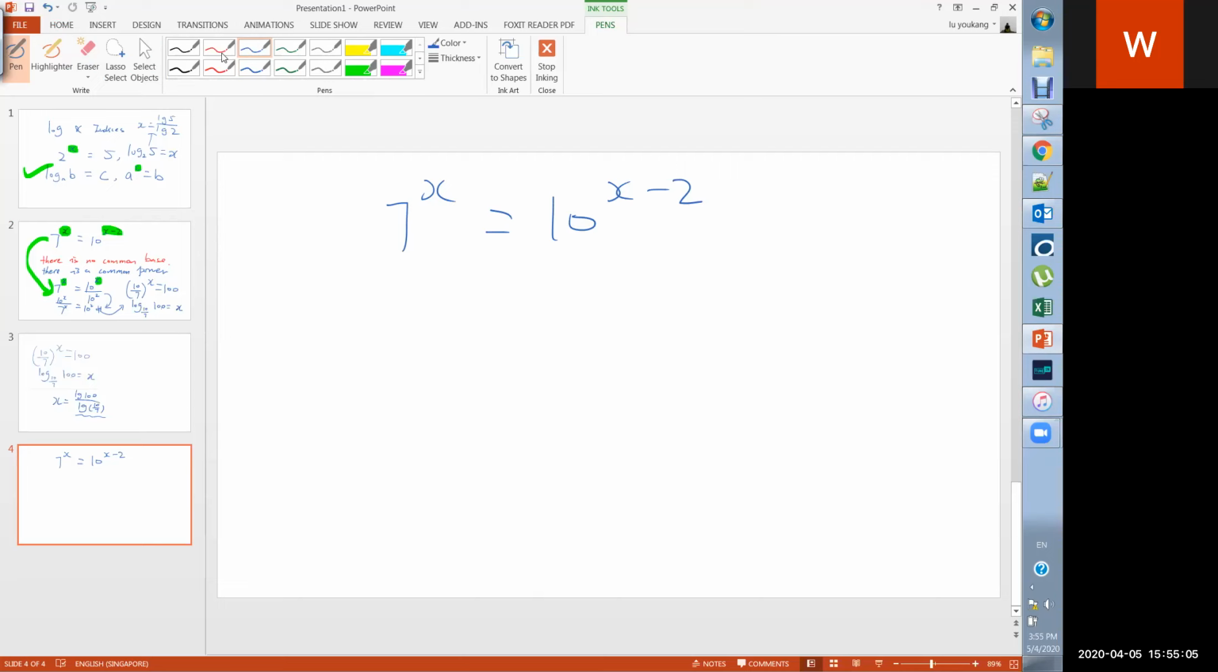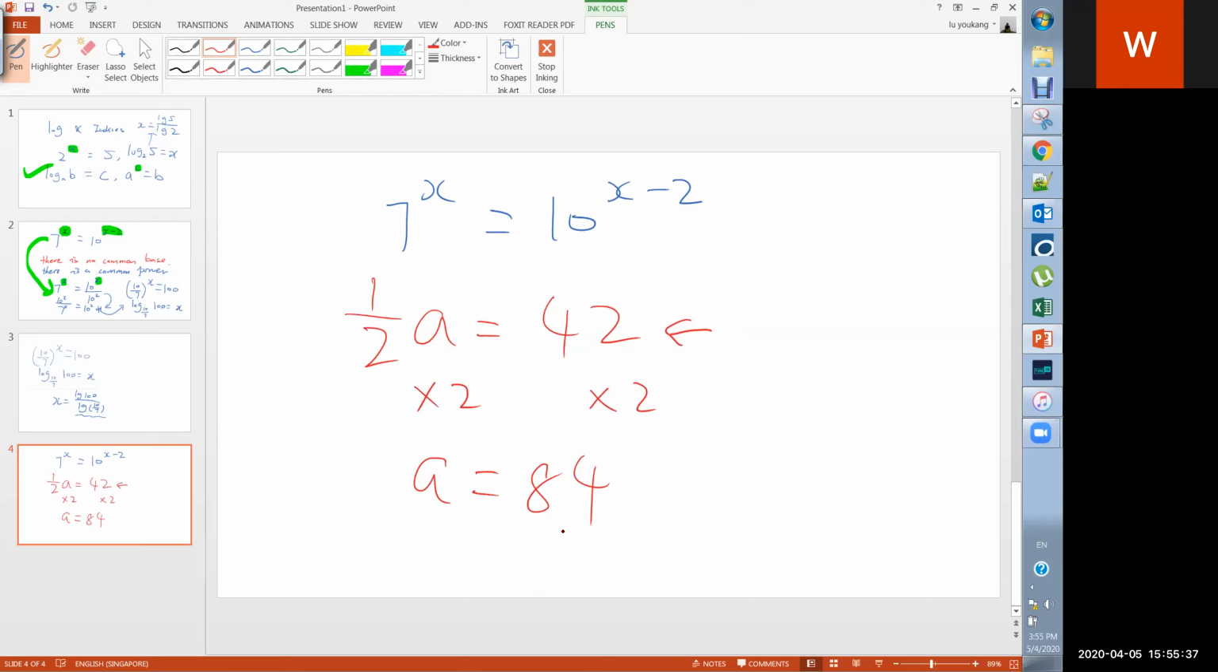Your method is something like this. Let's say I give you a simple example first: a over 2 equals 42. For this question, what you do is you can times 2 on both sides. Once you times 2 on both sides, you have a equals 84. Similarly, you are trying to use this concept.